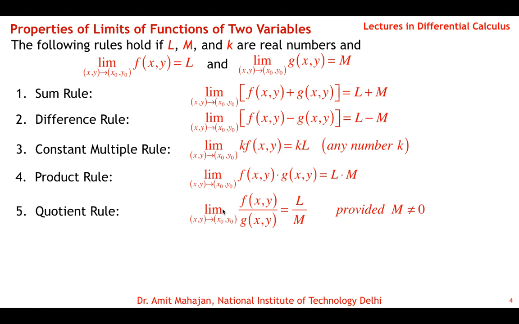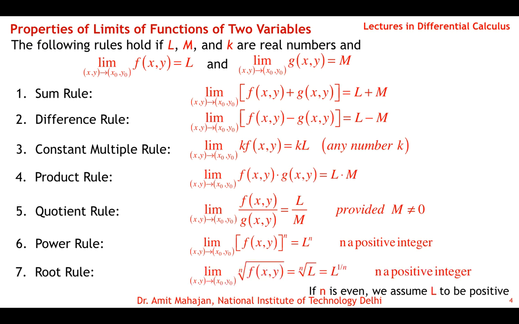Quotient rule: the limit of the quotient of functions f by g is L by M, provided the limit of the denominator is non-zero. So M has to be non-zero. Then the sixth is the power rule: the limit of the function to the power n is L to the power n, where n is a positive integer. And the root rule: the limit of the nth root of the function is the nth root of L, where L is the limit of the function, and if n is even, then we assume L to be positive for this to exist.